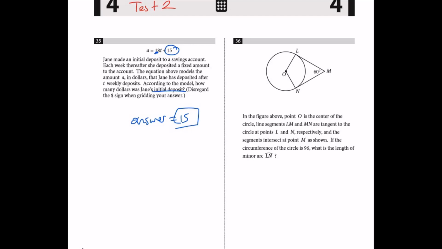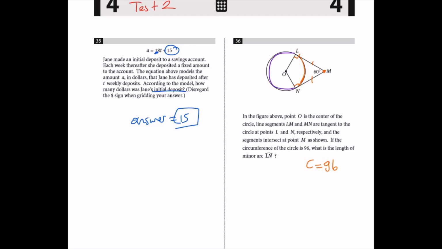Question number 36. In the figure above, point O is the center of the circle. Line segments LM and MN are tangent to the circle at points L and N respectively. So if these lines are tangent, it means they are equal and they are 90 degrees to the circle. And the segments intersect at point M as shown. If the circumference of the circle is 96, what's the length of the minor arc LN? So this is our minor arc LN, and this is the major arc LN.